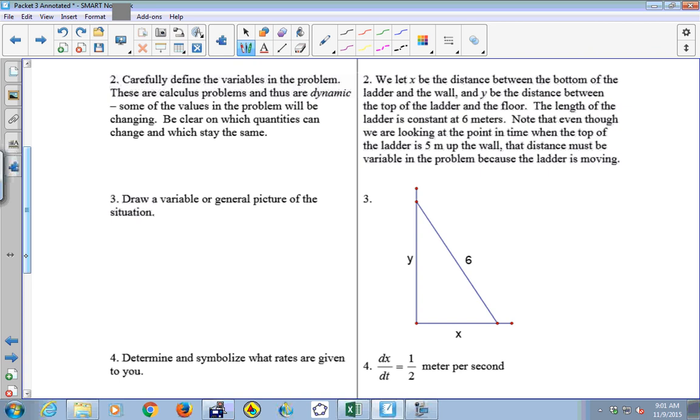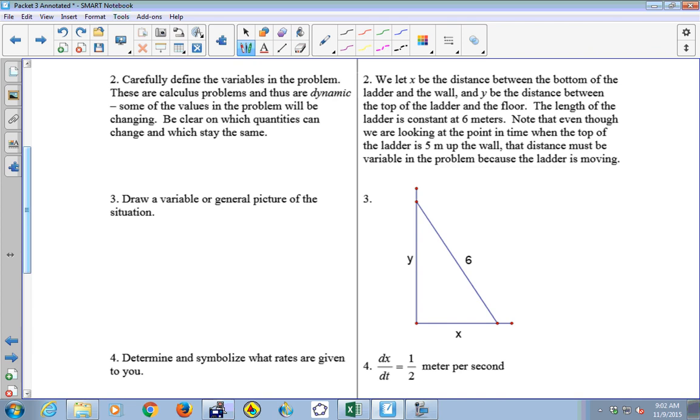So we're going to let x be the distance between the bottom of the ladder and the wall, and y be the vertical distance up the wall where the ladder sits. So we draw a picture. Okay. X and y, those two distances are changing, right? Because we're pulling the bottom of the ladder, so it's getting bigger, and then y is getting smaller as the ladder falls. So I label those two things with variables. But the length of the ladder is 6 meters, and that never changes, so I label that with a 6. That's a constant.